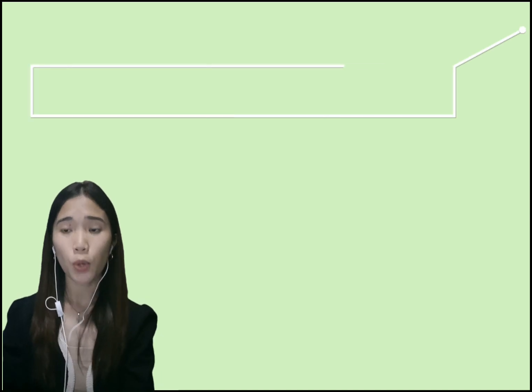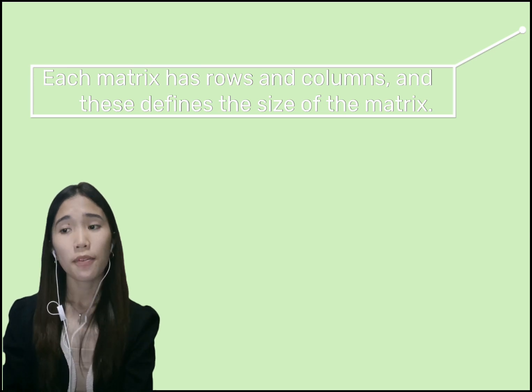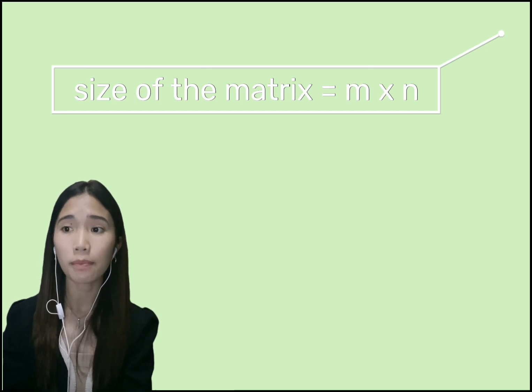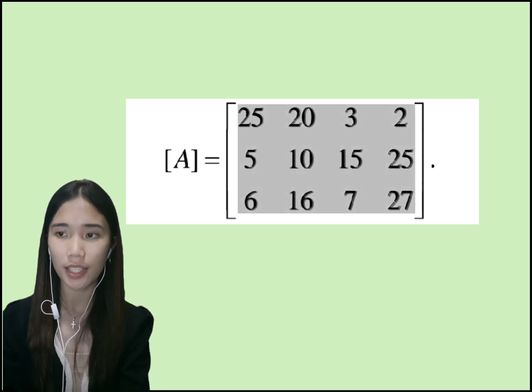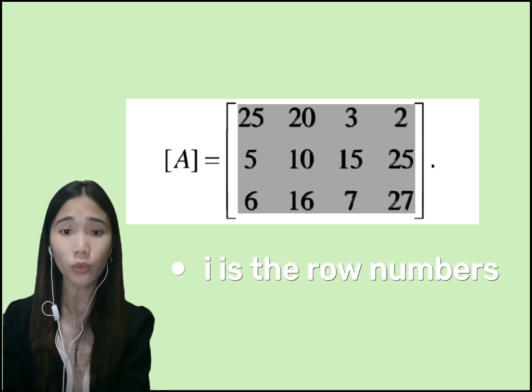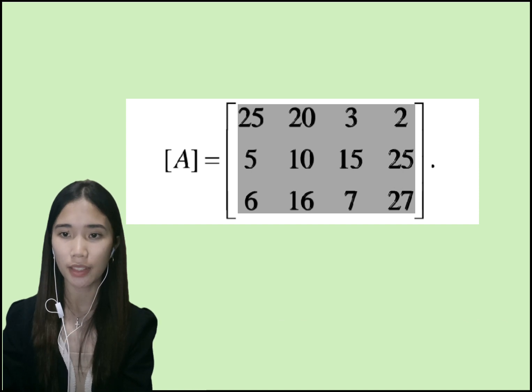Each matrix has rows and columns, and this defines the size of the matrix. If a matrix A has m rows and n columns, the size of the matrix is denoted by m times n. Each entry in the matrix is called the entry or element of the matrix and is denoted by a_ij, where i is the row number and j is the column number of the element.